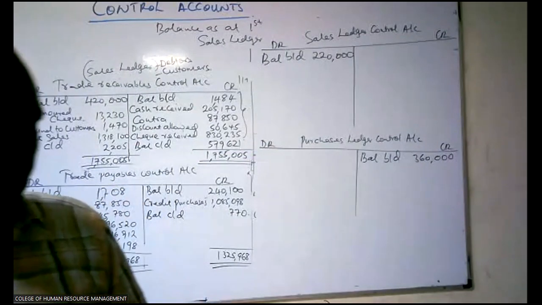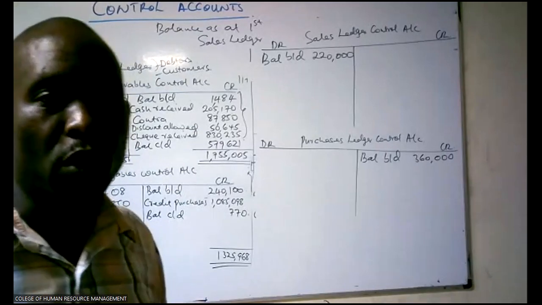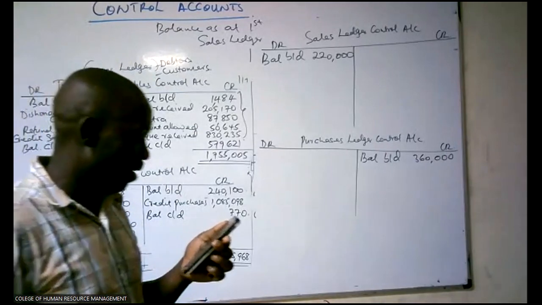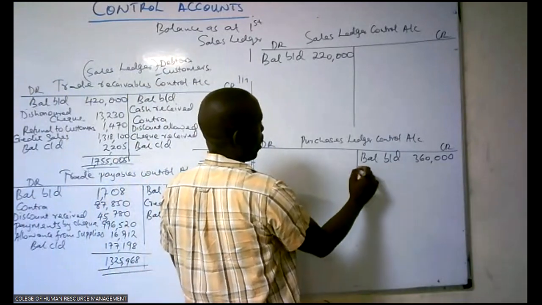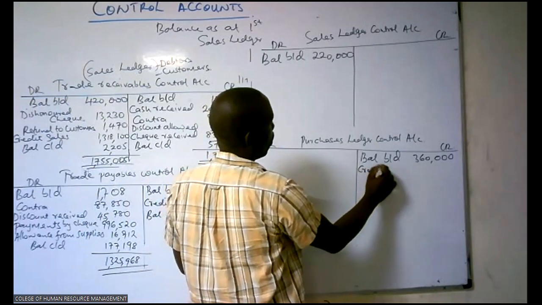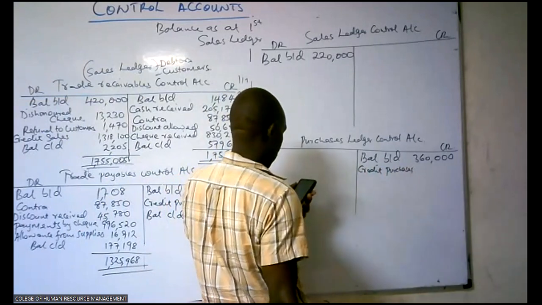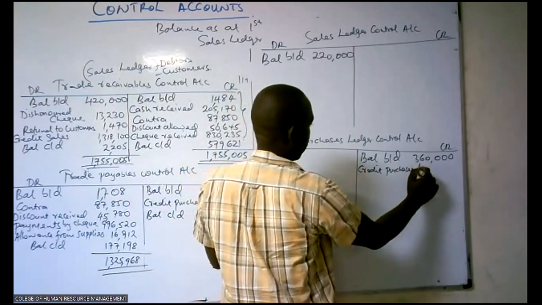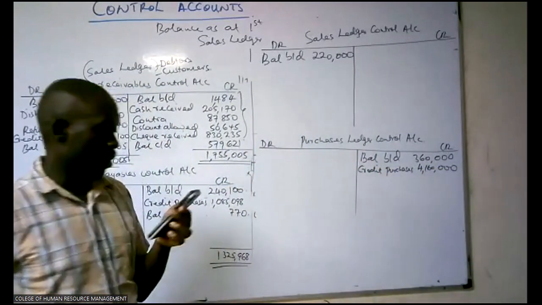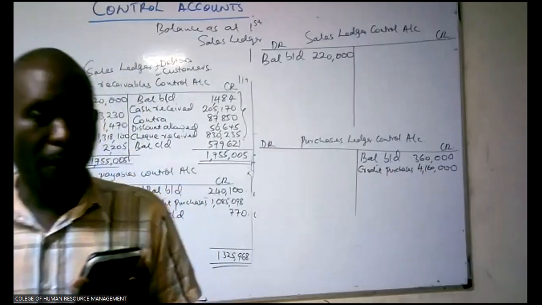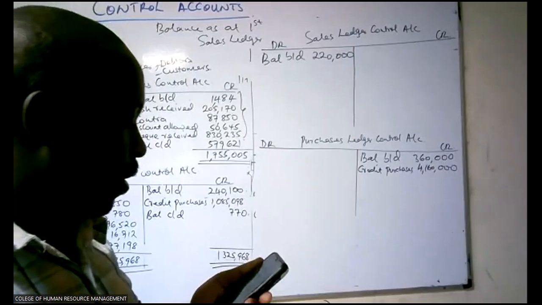Then go to the transactions during the month. Purchases. We said clearly, we only go with the credit purchases. So credit purchases is supposed to be credited in the purchases ledger control account. Credit purchases, the credit is 4,160,000. The cash purchases, ignore them. Don't use them there because they do not create creditors.